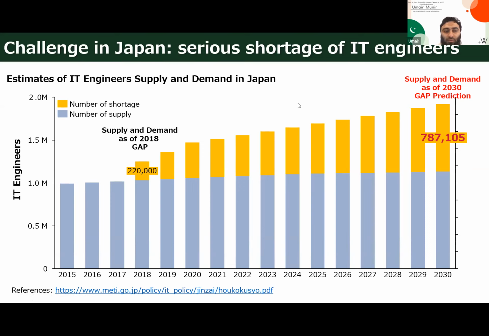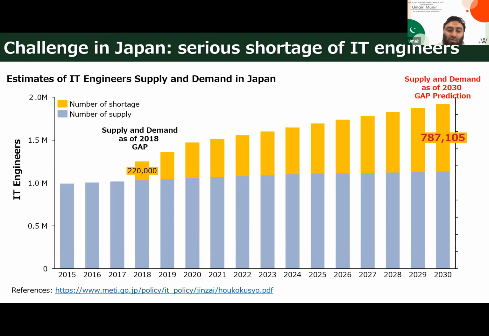Especially in the IT sector, Japan now needs around 800,000 IT professionals. In the fields of artificial intelligence, data science, cybersecurity, and the full stack domain, front end, back end, MLOps, DevOps, around 800,000 engineers are required until 2030. You see in the graph from 2015 to 2030: in 2018 there was a requirement of around 220,000 engineers, but until 2030 around 800,000 IT engineers are required.